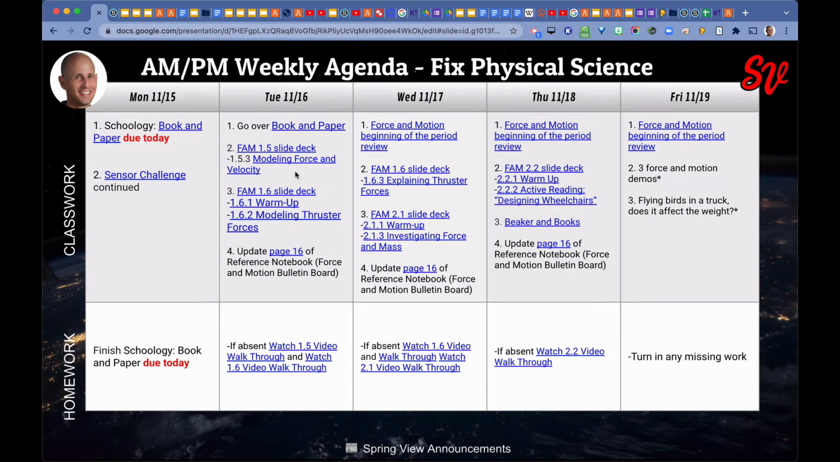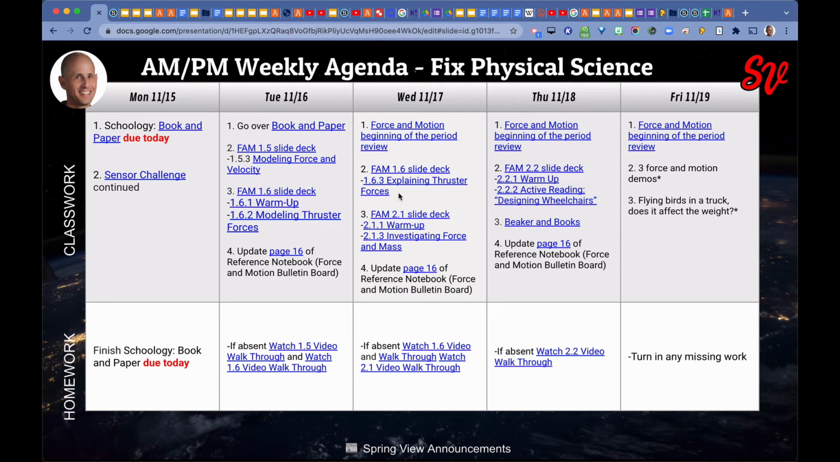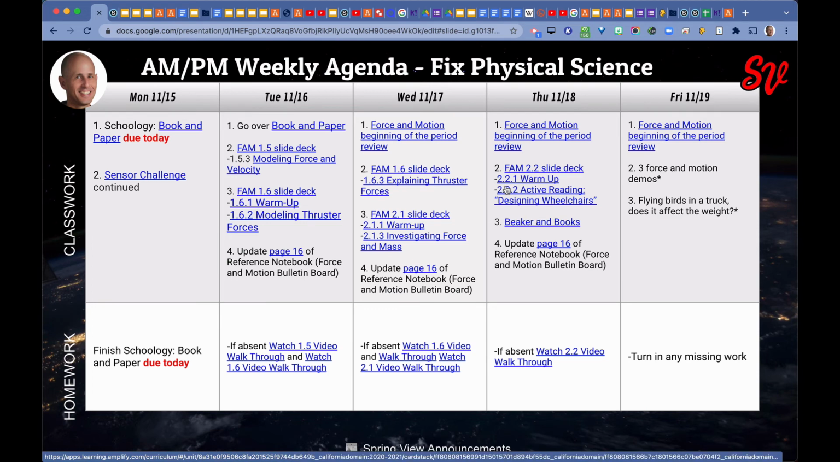And we went over the answers on Tuesday. And then we did the Force and Motion 1.5 lesson. And again, I have a video walkthrough for people that are absent that goes into a lot more detail on these assignments, so I'm not going to go over it in this video. Again, they need to update page 16 of the reference notebook. We did lesson 1.6 on Wednesday, and we did lesson 2.2 on Thursday.